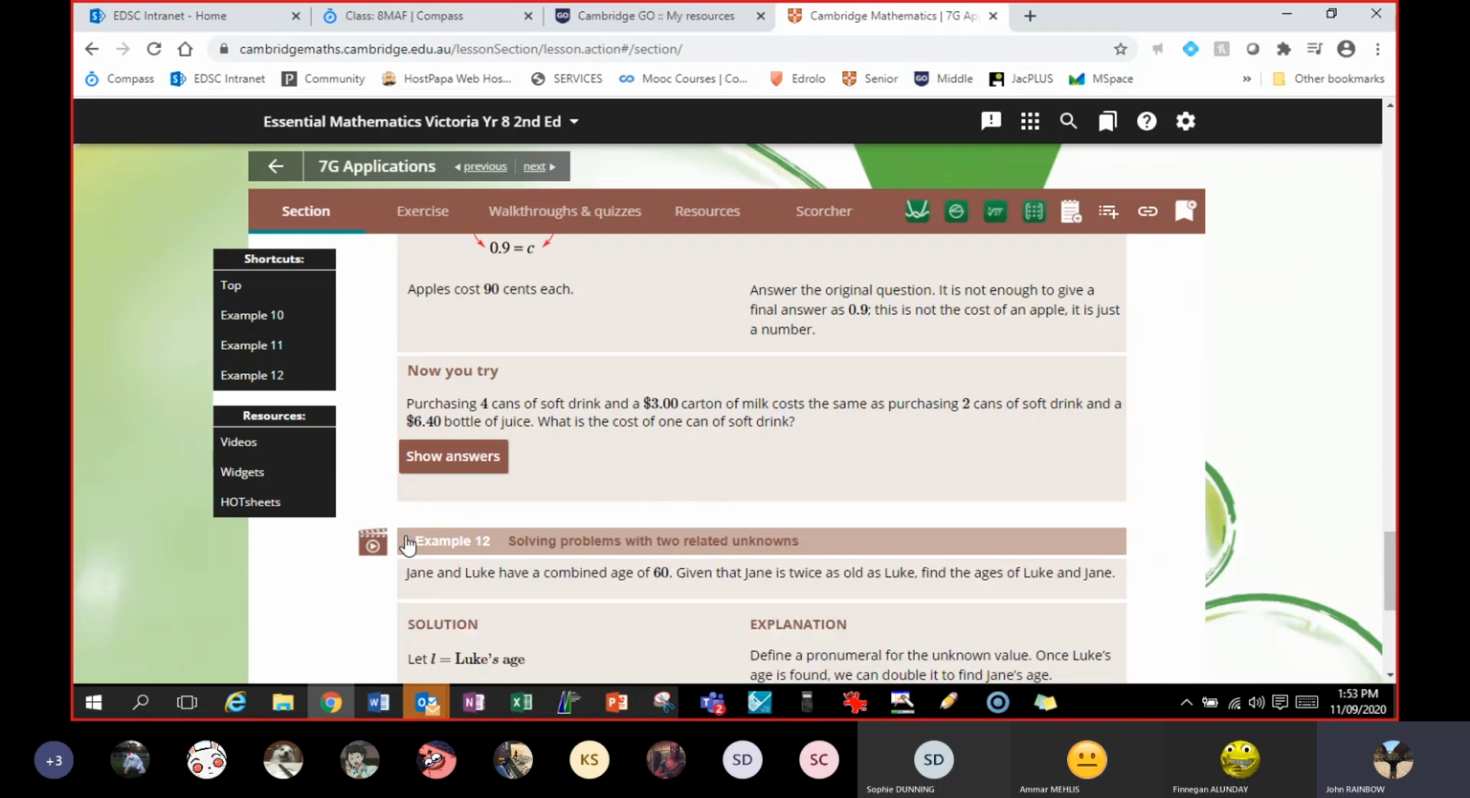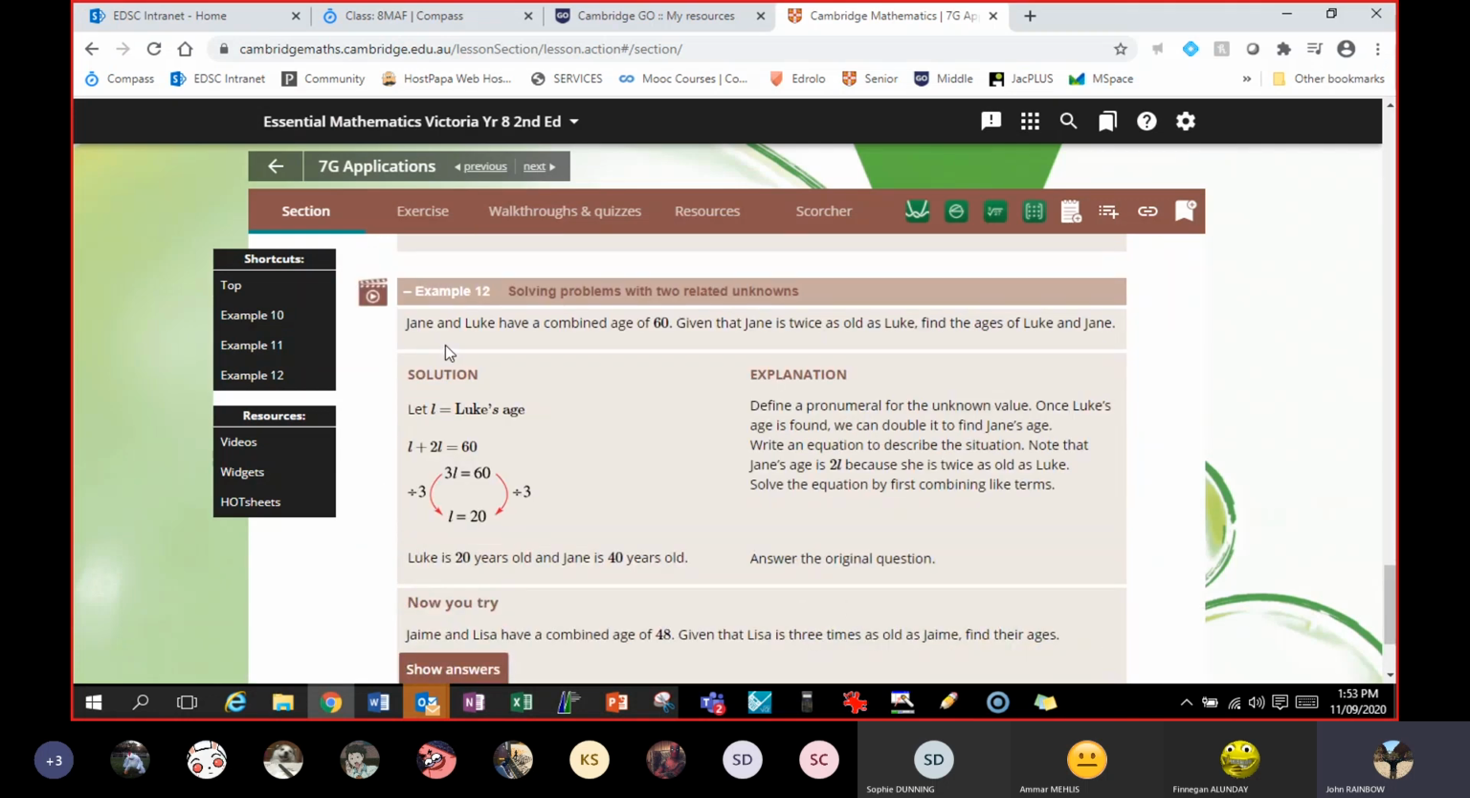All right, one more. Jane and Luke had a combined age of 60. Given that Jane is twice as old as Luke, find the age of Luke and Jane's age. If Jane is twice as old as Luke, so let's define a variable. Let's do L for Luke. Let L equals Luke's age.